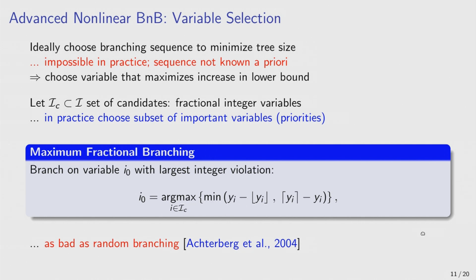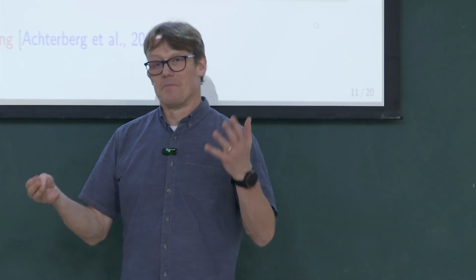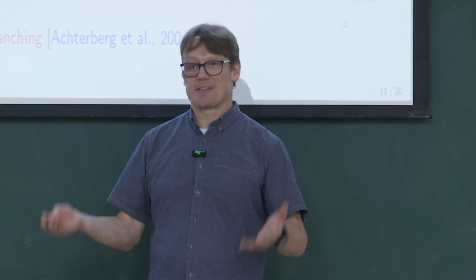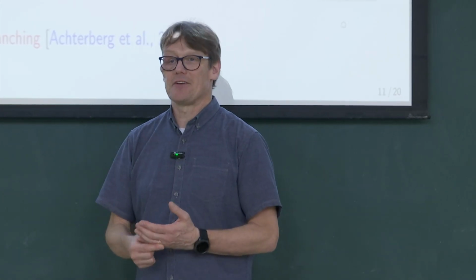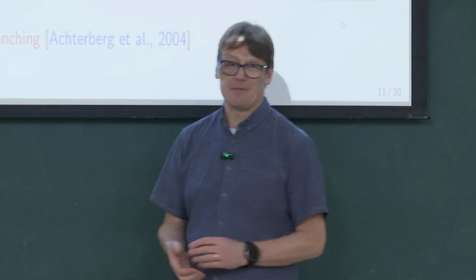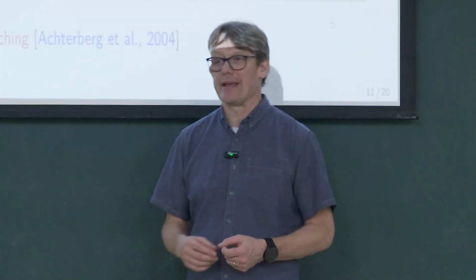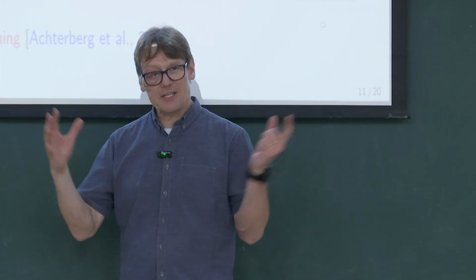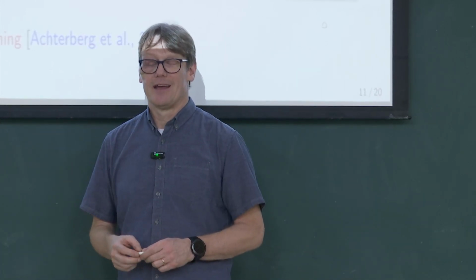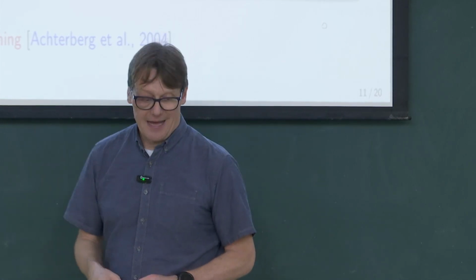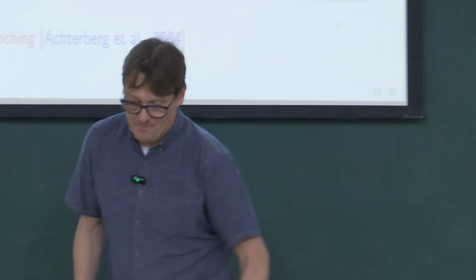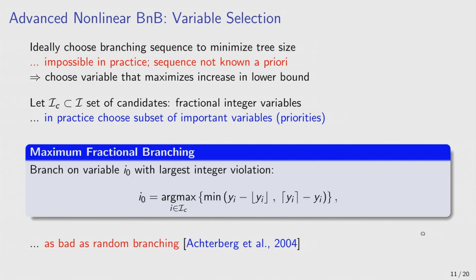So ideally, what we want to do is choose the branching variable or sequence that minimizes the size of the tree. So if by some magic, there is a tree that's the smallest possible tree that you need in order to prove global optimality. I think that's a theorem. You can try proving it. I'm not sure how I would prove it, but there is a tree that's the smallest possible tree. But we don't know what that tree is. One way of doing this is then to choose the variable that maximizes the increase in the lower bound.